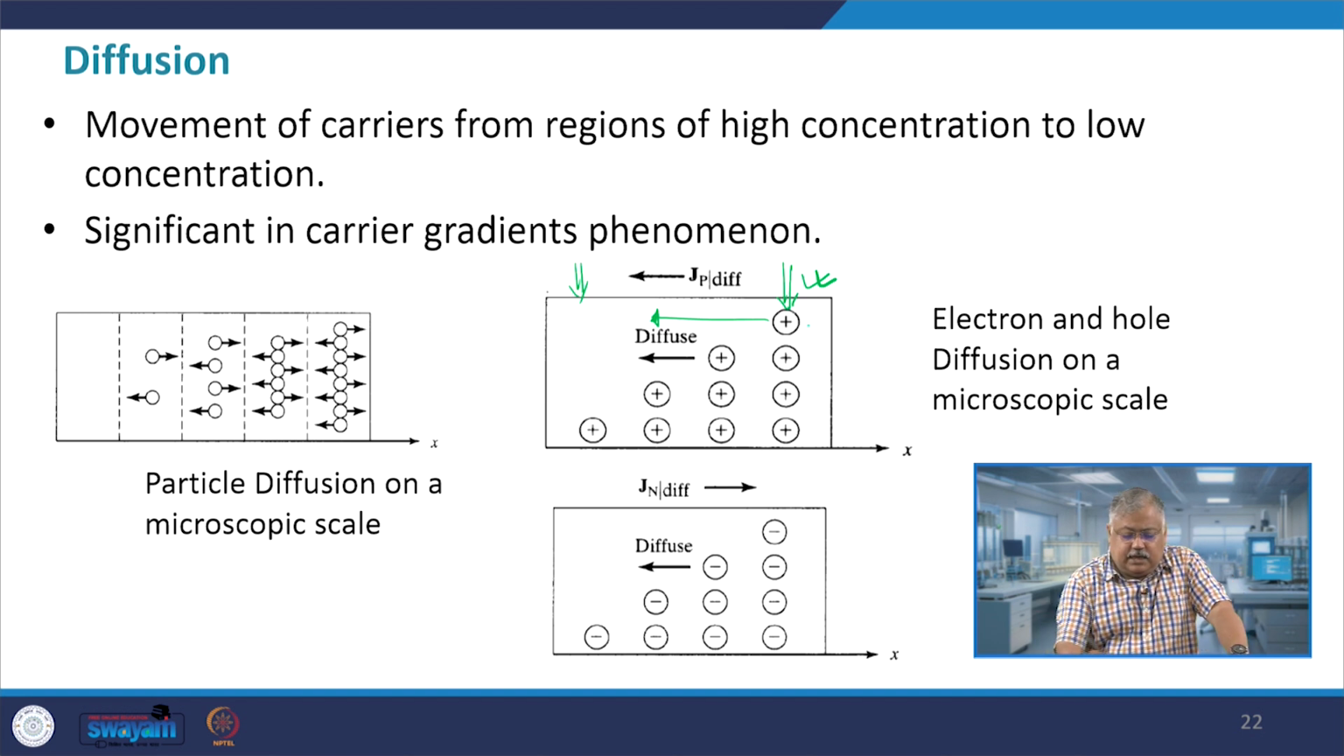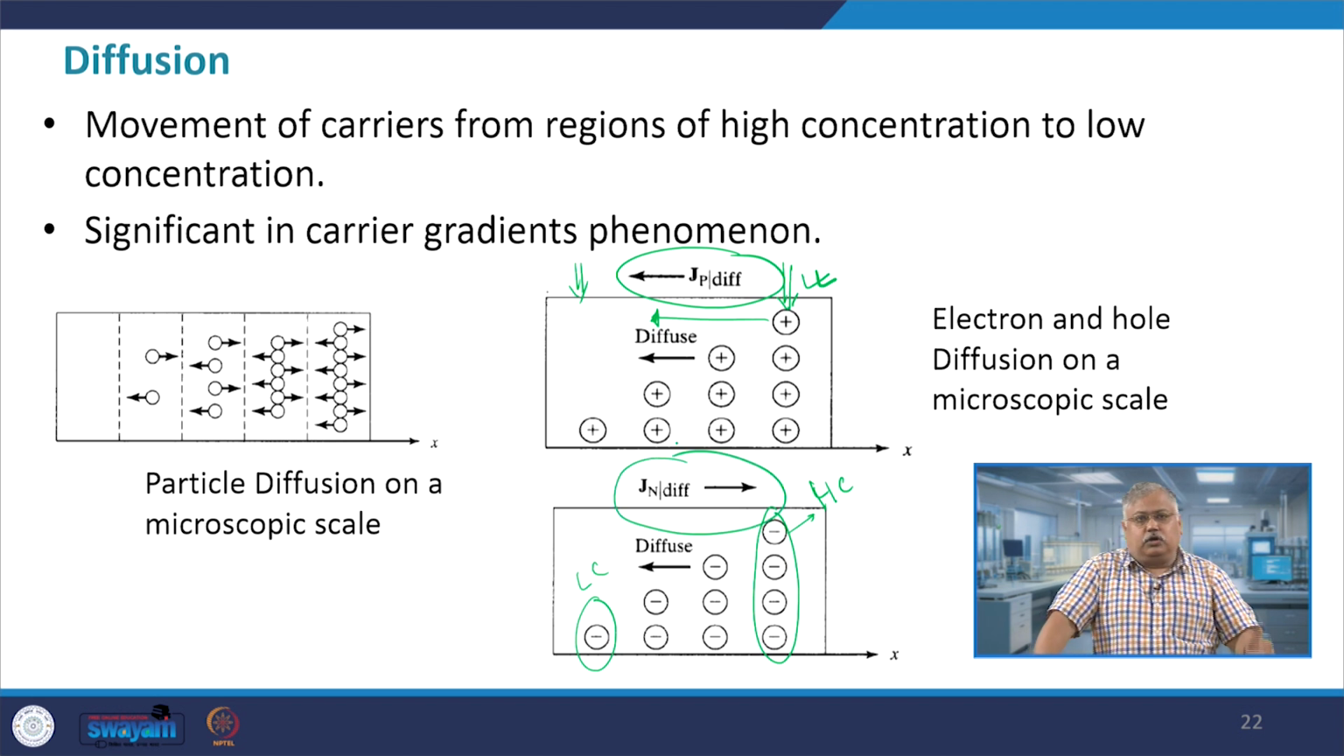You can say that the hole current density, Jp diffusion, will be in the same direction as the direction of the holes. However, when you take electrons, this side has a higher concentration and this side a lower concentration. The diffusion takes place from higher to lower, but the conventional current will be the opposite of it. So I get Jn diffusion in the direction moving from lower concentration to higher concentration.